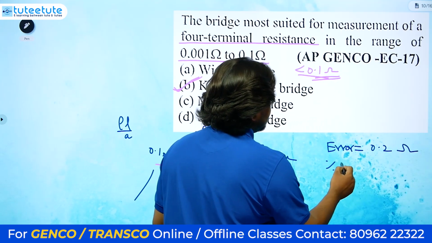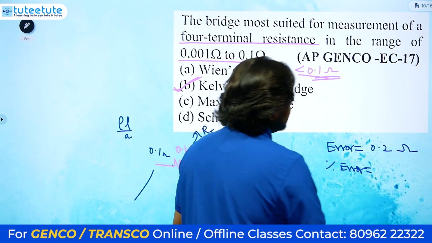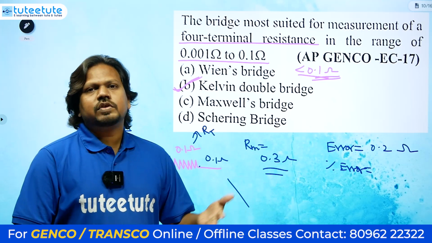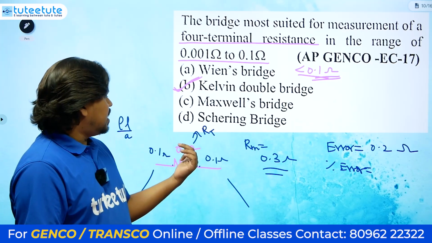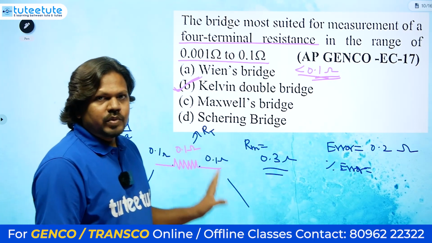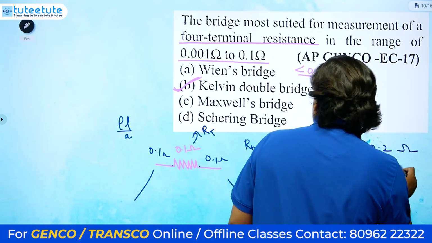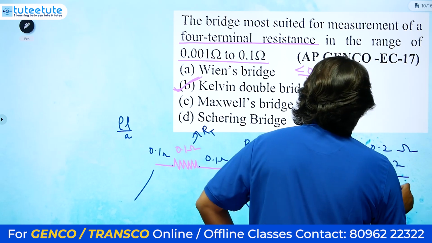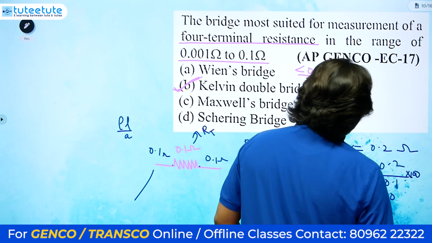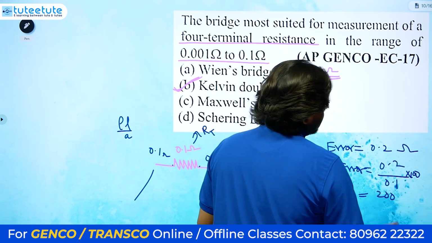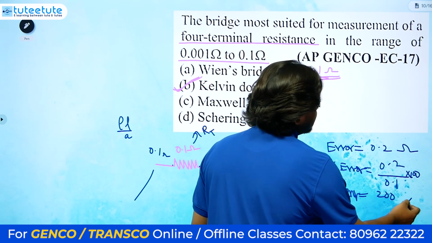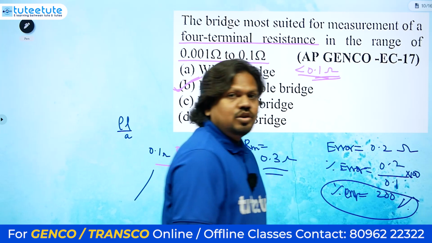Now you have to calculate the percentage error. Percentage error means error divided by, what do we have to compare with? We need to compare with the true value. So error value divided by the true value of the measurement. That means 0.2 divided by 0.1 into 100, which is 200. So percentage error is nothing but 200 percent. See, this is a very huge error, right?